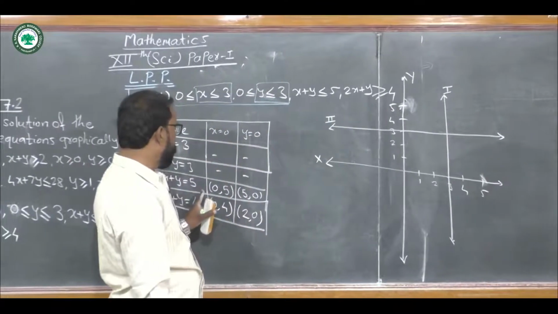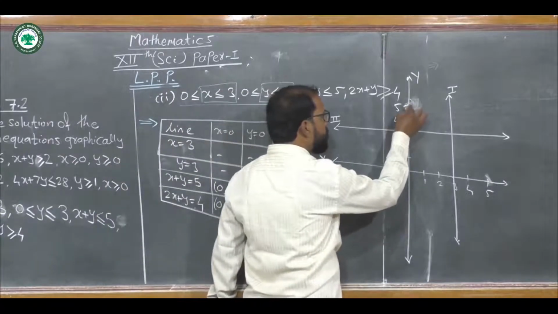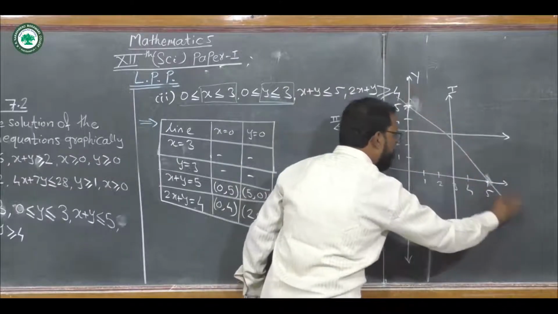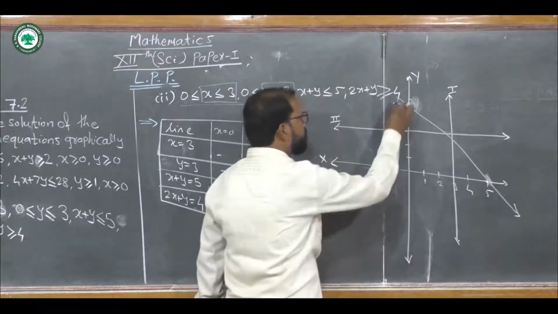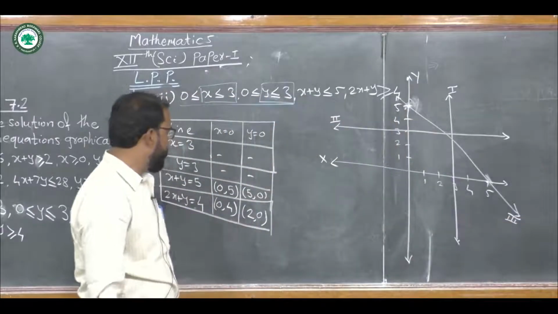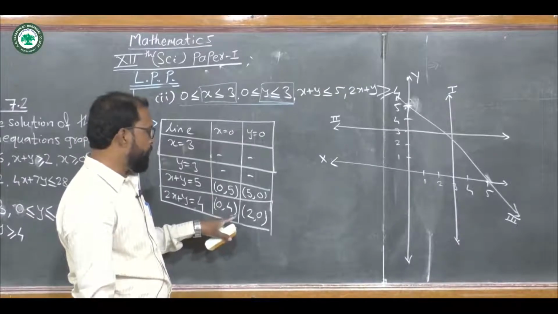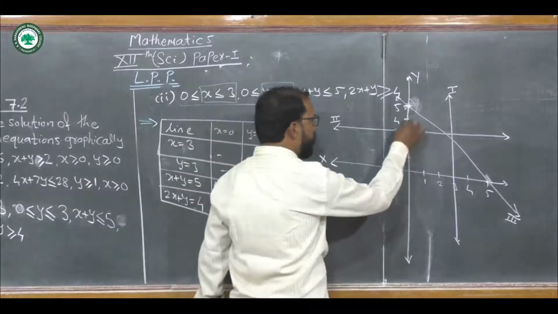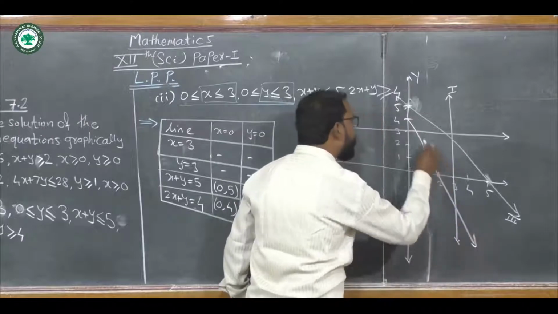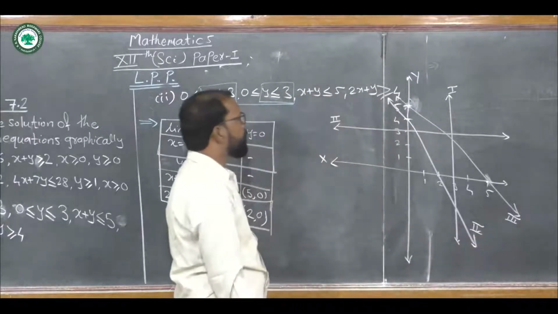For the third line, the points are (0, 5) and (5, 0). This is the third line. The next line passes through (0, 4) and (2, 0). By connecting these two points, this is our fourth line.